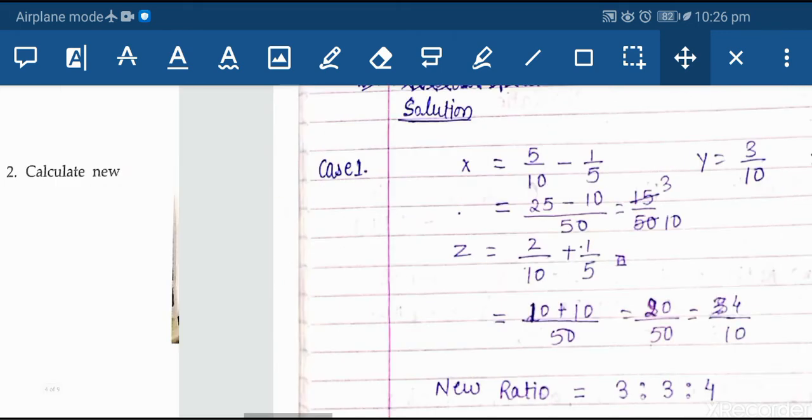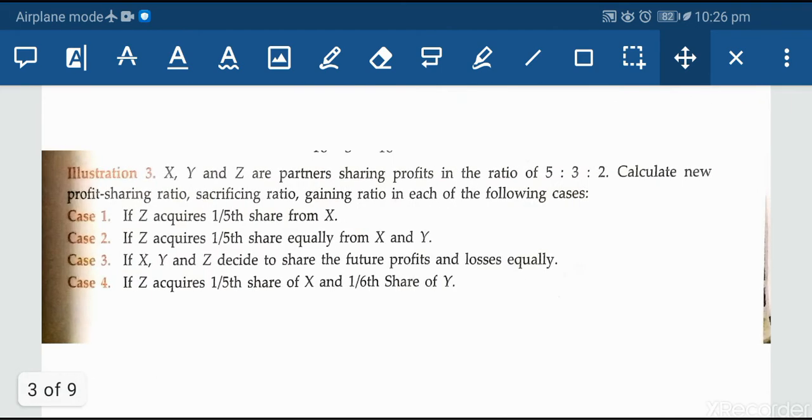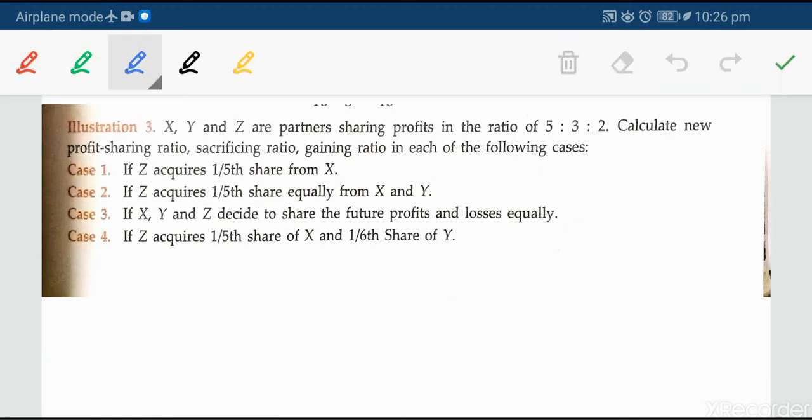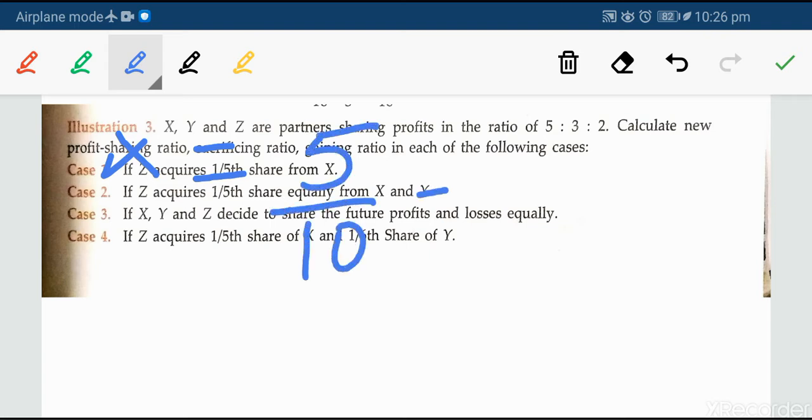So what has been asked in the question is that X, Y, Z are getting profits in the ratio of 5:3:2. Now Z acquires 1/5 share from X. That means X was getting earlier 5/10 share. Now he will give 1/5 share. 1/5 share means 1/5 normally. So 1/5 share from X, not of X.